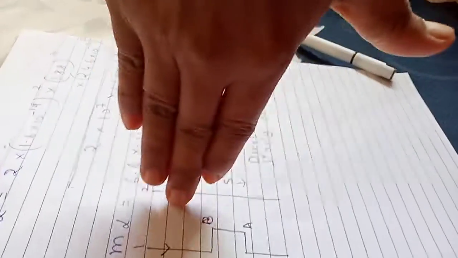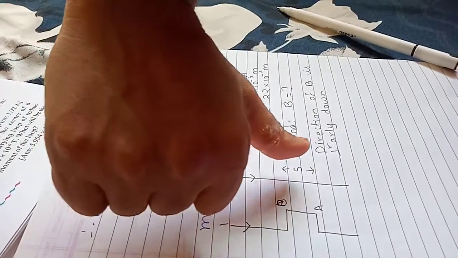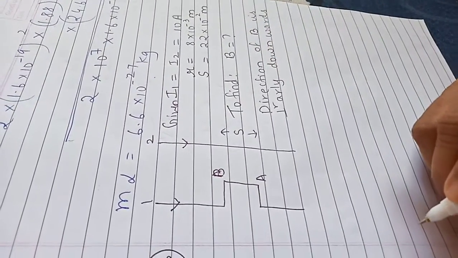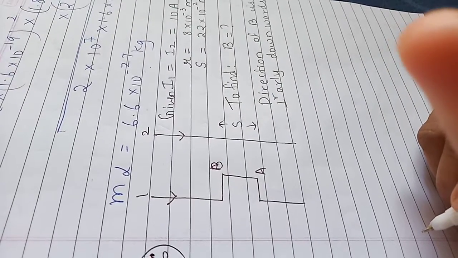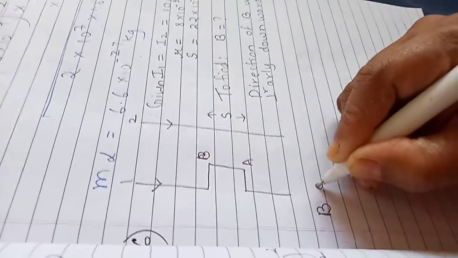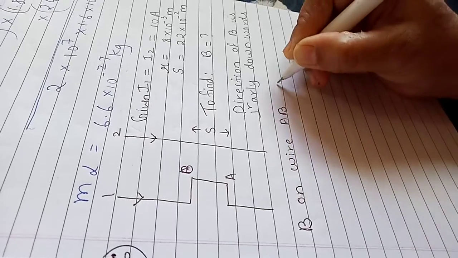Fingers are pointing. See here. This is the direction of current. How is the fingers pointing? Inside the paper, perpendicularly downwards. One job is over. What we are supposed to find out? The magnitude of the magnetic field due to current in the wire 2 on the section AB of the wire. Now, field on wire AB, what is that?